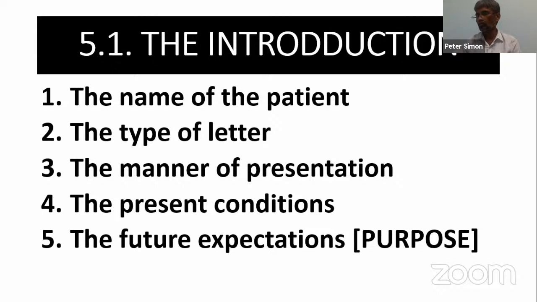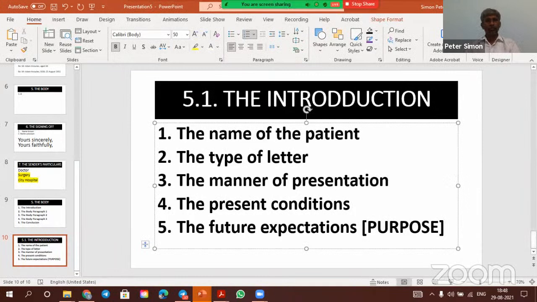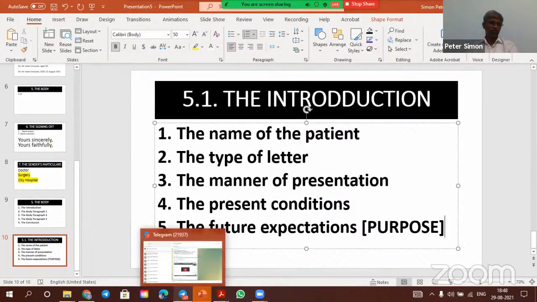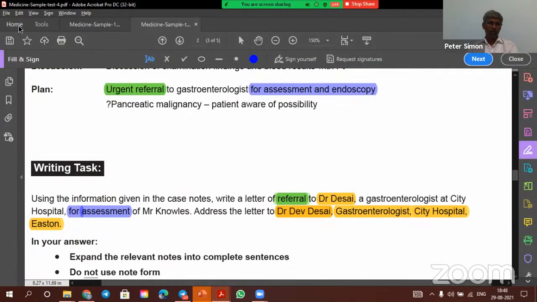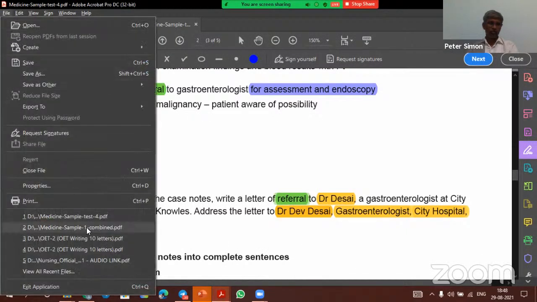Case notes. Very clear till now. So we're going to put all these things into one solid presentation.